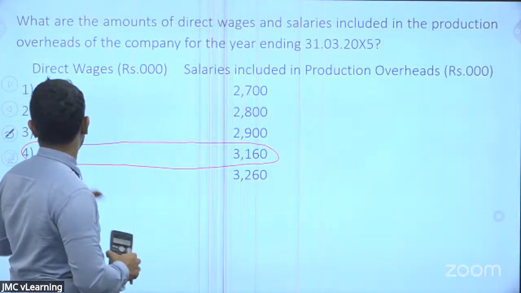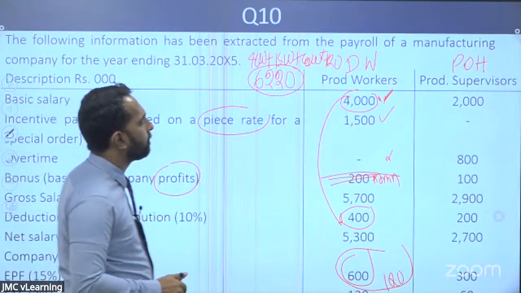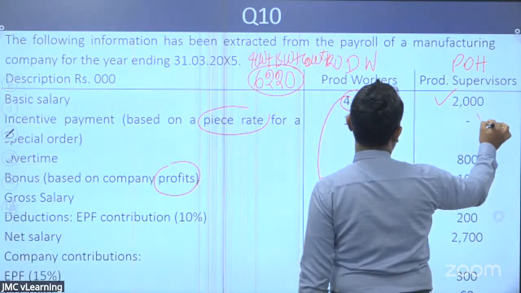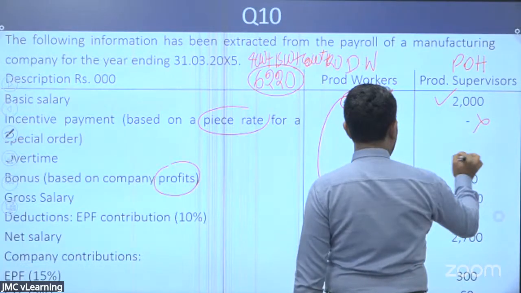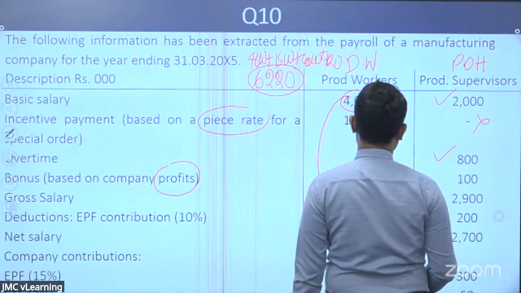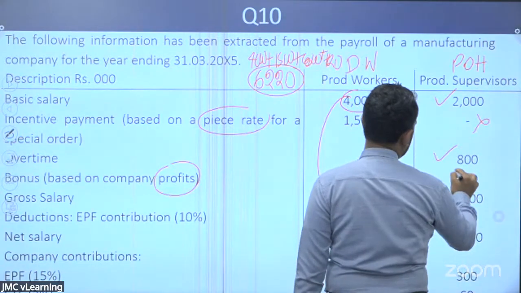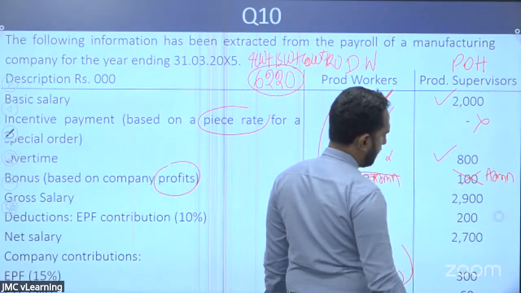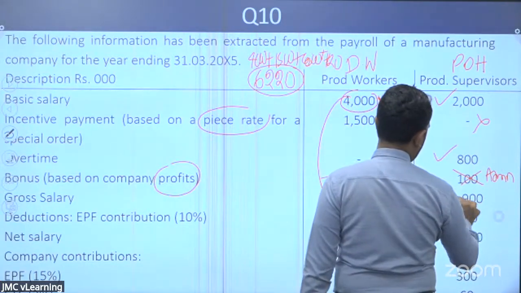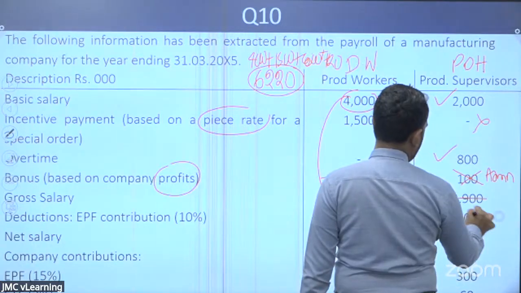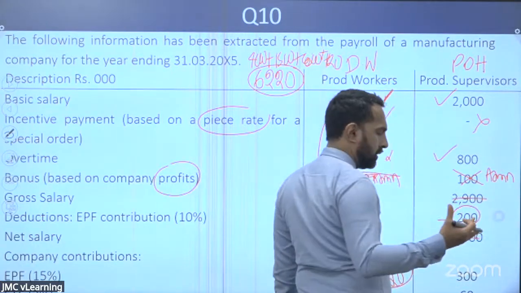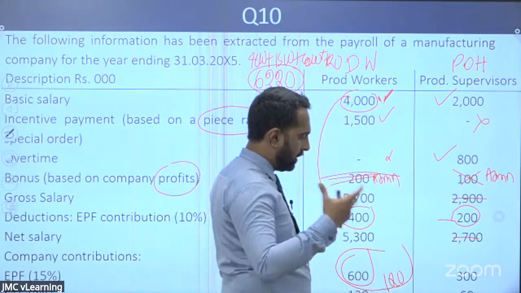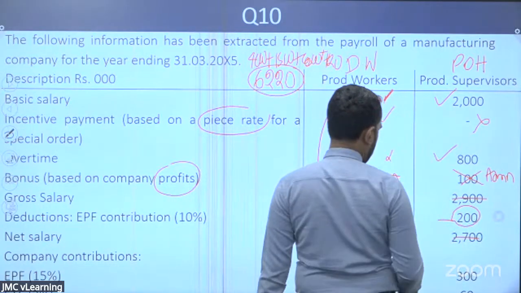Right. Anyway, we'll check the other answer as well. Production supervisor salary is taken. Overtime we have to take. Overtime is part of your cost. Bonus, this is an admin expense. This is basically the total, no? EPF is not an expense. EPF employee is not an expense, right? It is contributed by the employee, not the business.